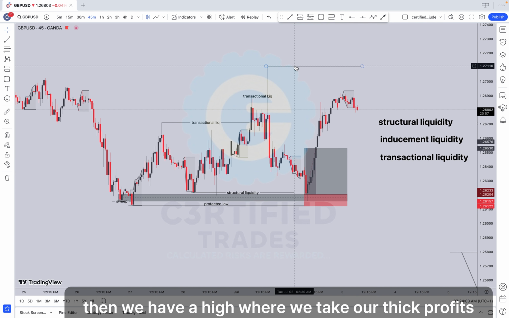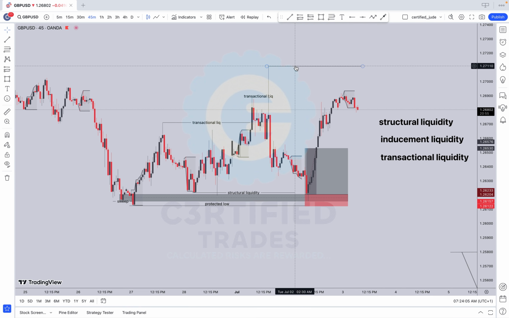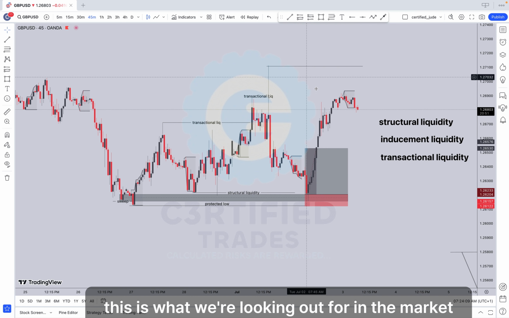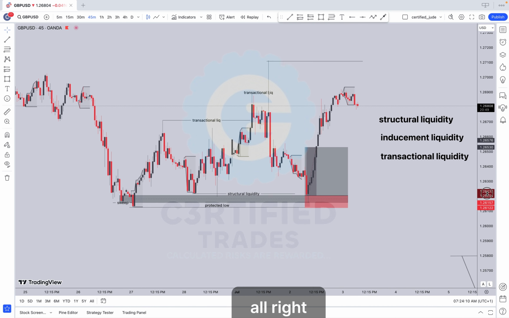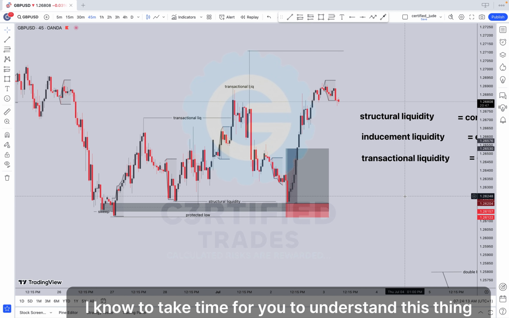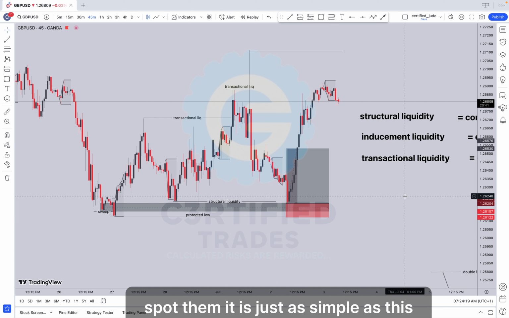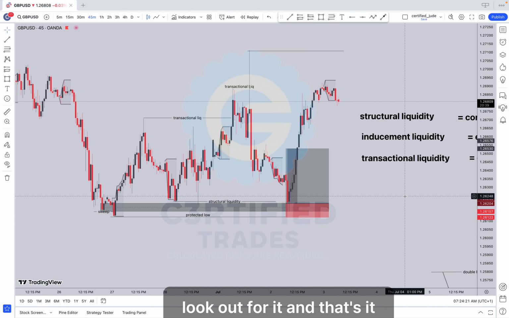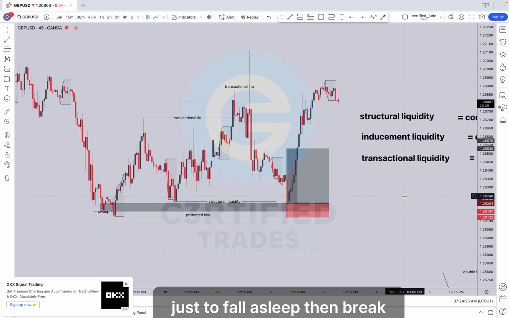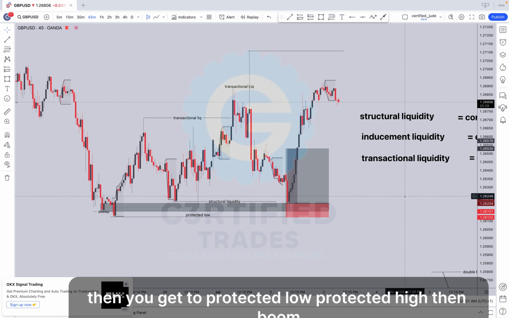Then we have our high where we take profits. Just like that, this is what we are looking out for in the market. I know it will take time for you to understand this and to be able to spot them. It is just as simple as this. Look out for it, and that's it. First of all, sweep, then break, then transactional liquidity, structural liquidity, then you get your protected low, protected high.